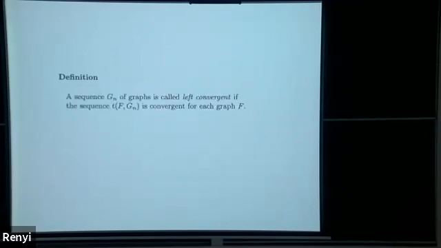So I'll define a sequence being left convergent if t(F, G_n) is convergent for every single simple graph F. It is called left convergence because I fix this test graph F on the left-hand side of this t(F, G_n). And maybe you still remember that on an earlier slide there was a notion of right convergence. That's essentially when you swap F and G_n here.